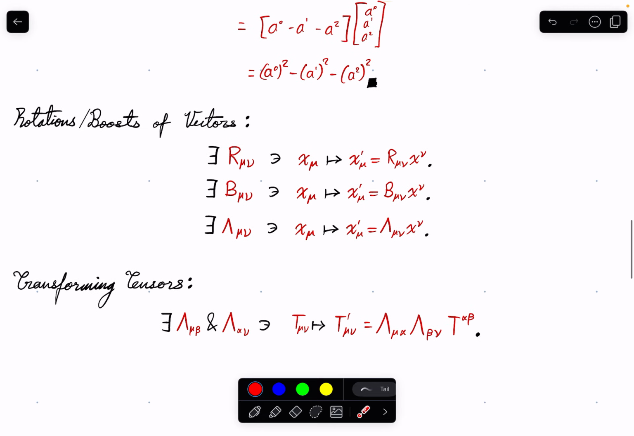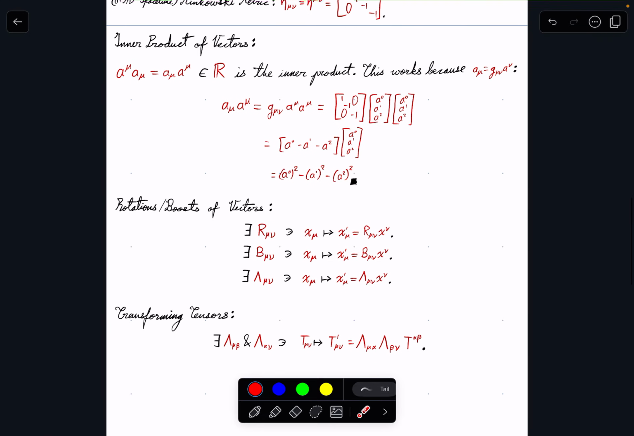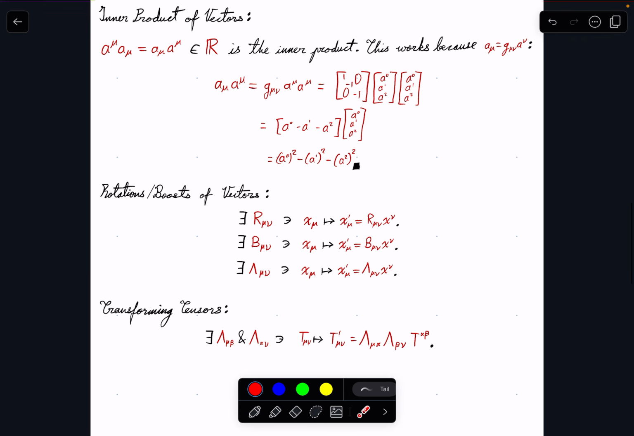So this has been a summary of the tensor mechanics that are used in quantum field theory.